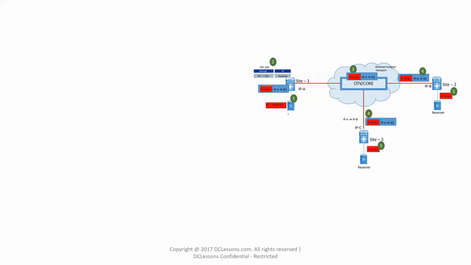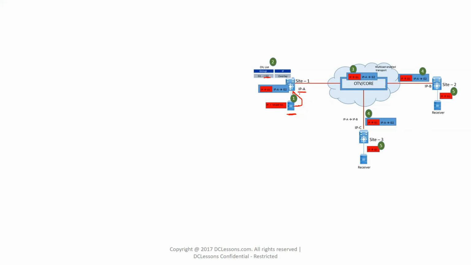Let's suppose site 1 is streaming at G1. Once this stream reaches the edge device, the edge device will look up the OIL table, and once the lookup is done, there will be a hit. The edge device will then encapsulate the multicast frame with the source IP, that is IPA of its join interface, and the destination IP G2. Why? Because your G1 is mapped to G2.